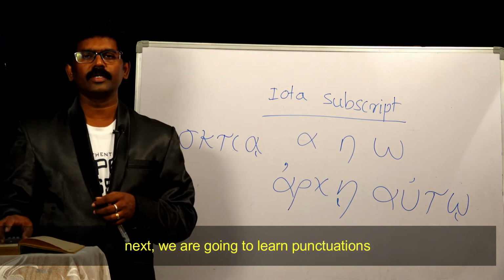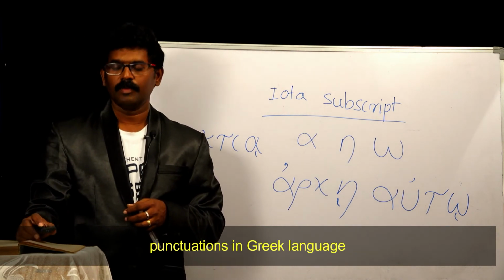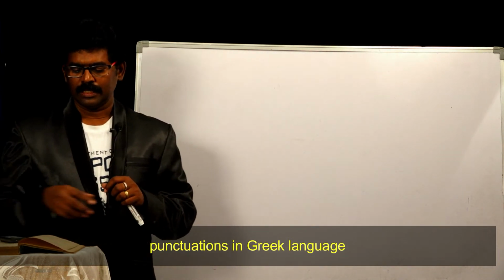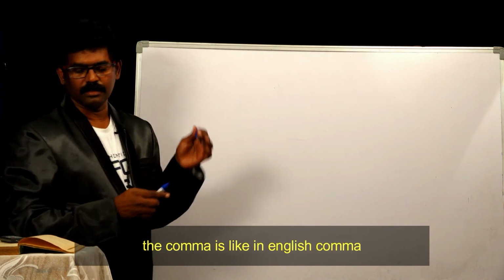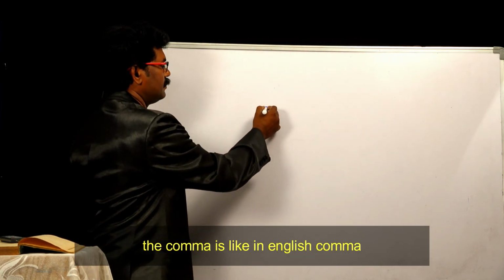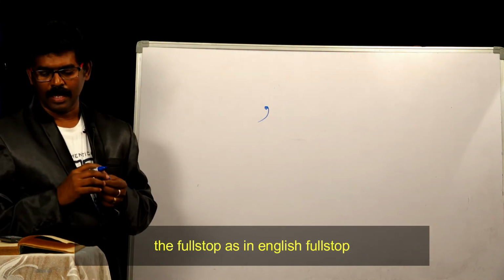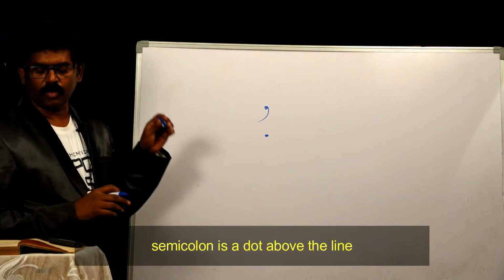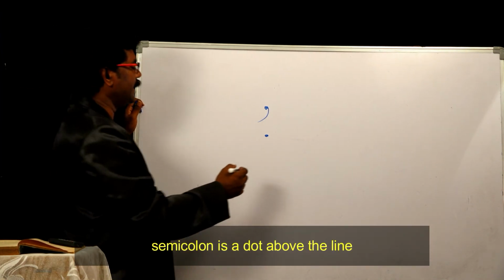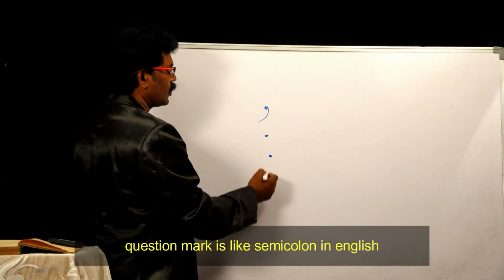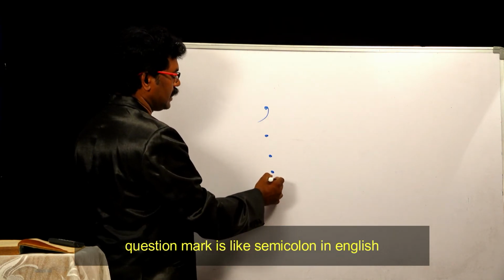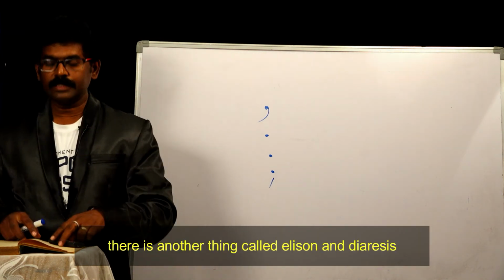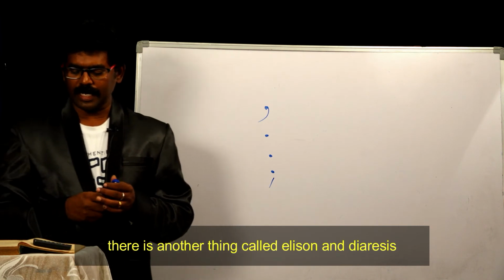Next, we are going to learn punctuations in the Greek language. The comma is just like the English comma, and the full stop is as in English. Then a dot above the line is like a semicolon. The question mark is like a semicolon in English. Then there is another thing, elision and diaeresis.